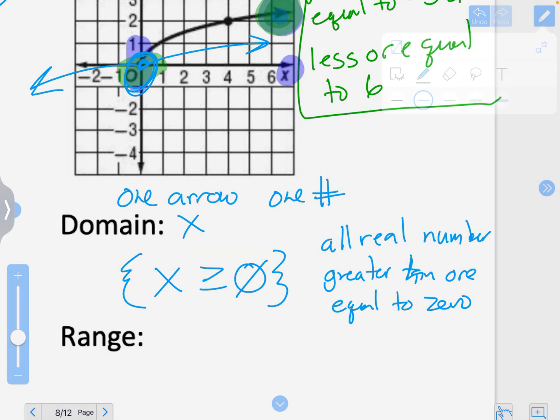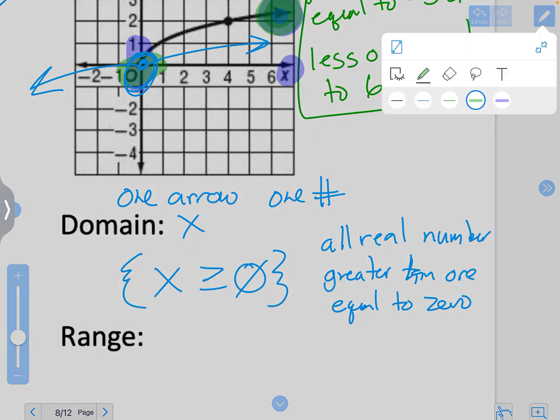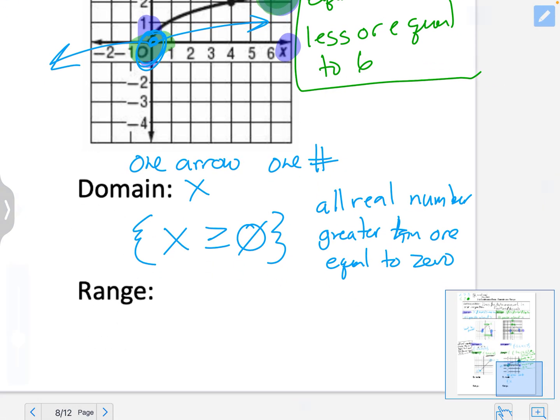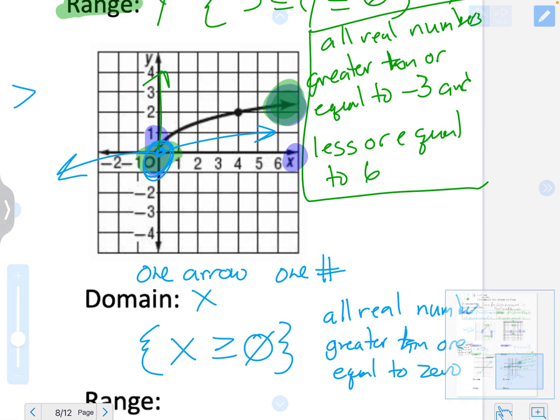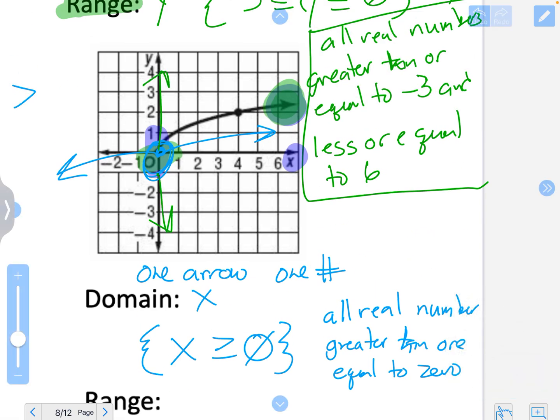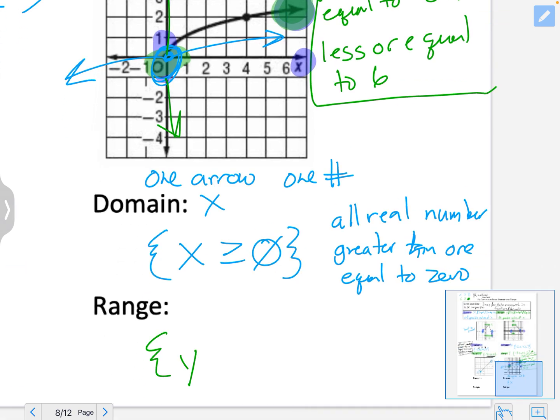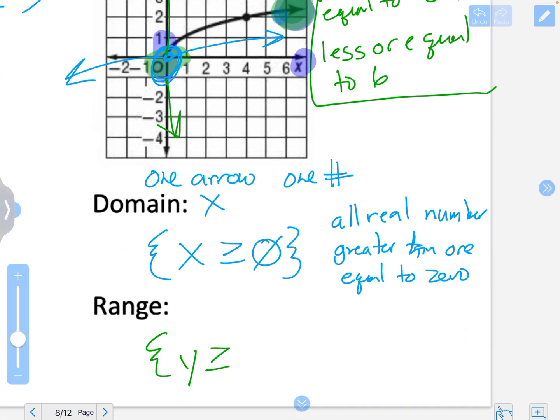And so for our range, because we've got one arrow, we're going to start with y, and then we got to decide, does it get bigger and go up, or does it get smaller and go down? In this case, it's going to get bigger and go up, so it's going to be greater than or equal to, and our line stops at 0. So again, our range is also going to be all real numbers greater than or equal to 0.